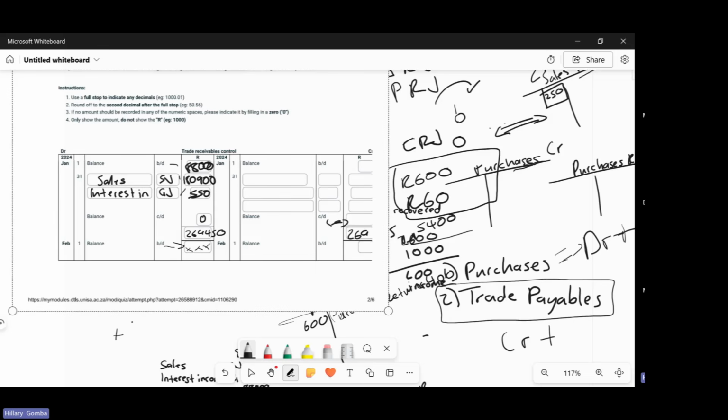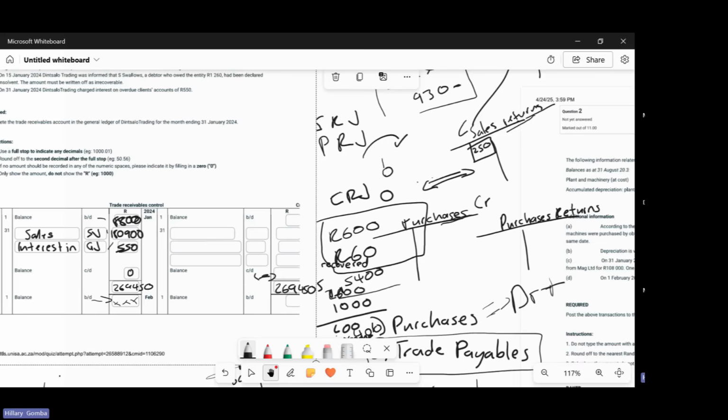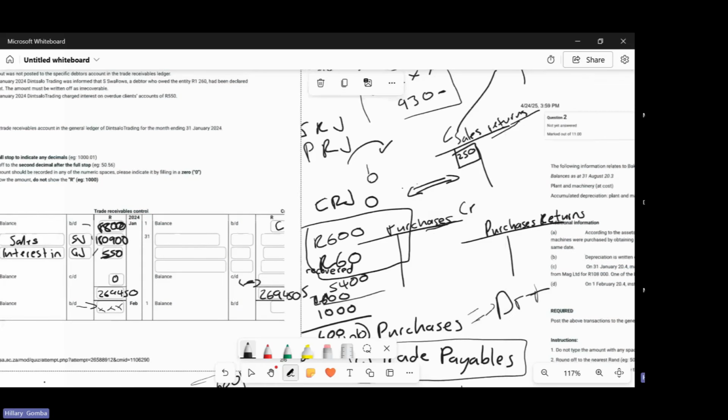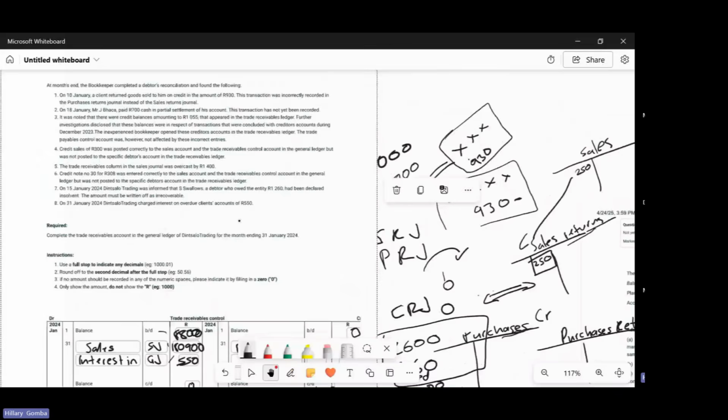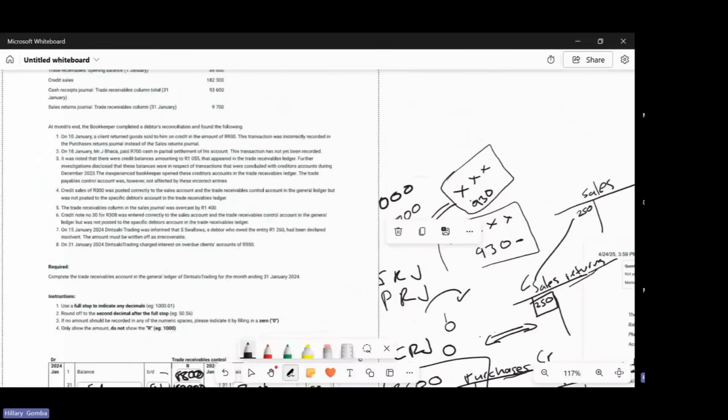So it becomes easier for you to calculate. Here it's going to be 269,450. Then on balance brought down, you record 0, because the trade receivables control account does not have a balance brought down on the credit side. And then we will have the bank, on the money that we received from our debtors. Then let's deal with the transaction that is affecting bank. We have the cash received journal, which is 93,600.